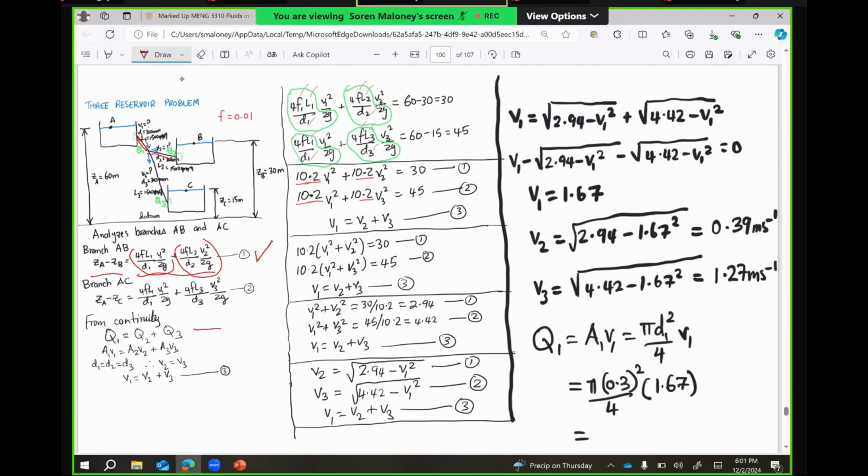So our continuity helps us to get a third equation. We know that A1V1 is equal to A2V2 plus A3V3. The problem told you that D1 is equal to D2 equal to D3. So you know that V2 is going to be equal to V3, because those two pipes have the same diameters. So V2 must be equal to V3. That's common sense.